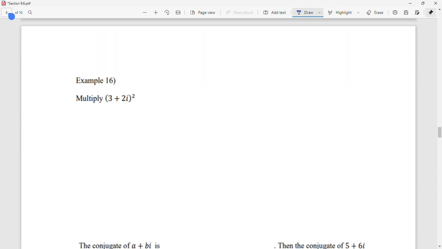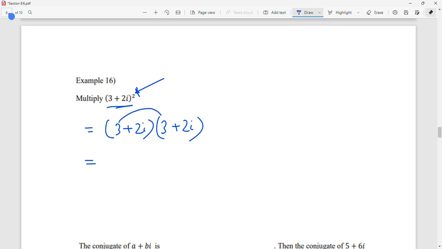For example 16, we're going to multiply 3 plus 2i times itself, 3 plus 2i. That's what it means when we're squaring an expression. That means we have to FOIL. 3 times 3 is 9. 3 times 2i is 6i. 2i times 3, that's 6i again. 2i times 2i is 4i squared.